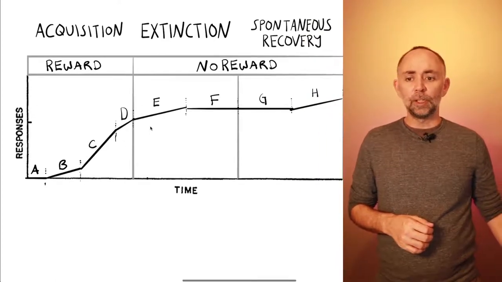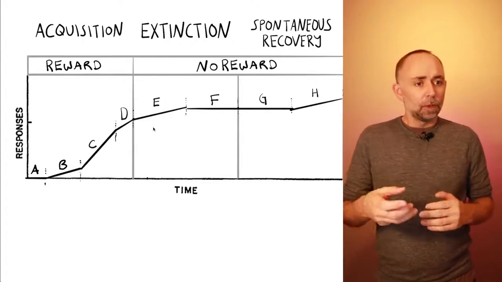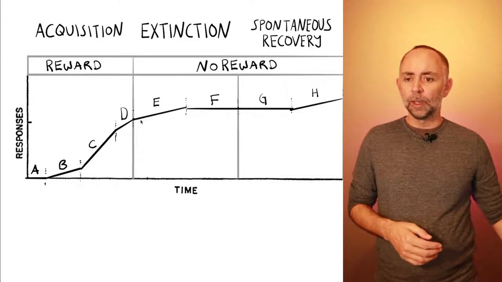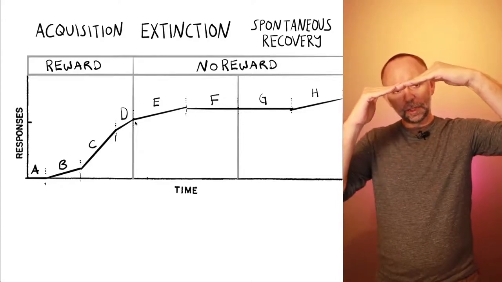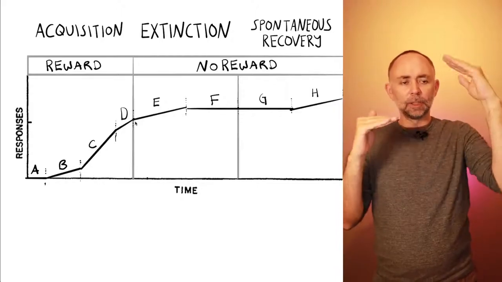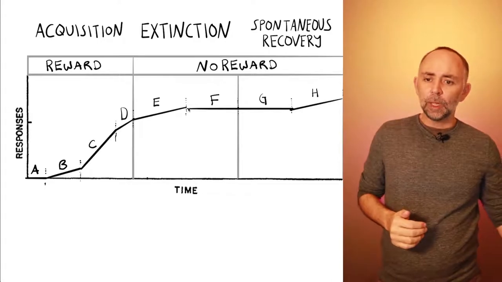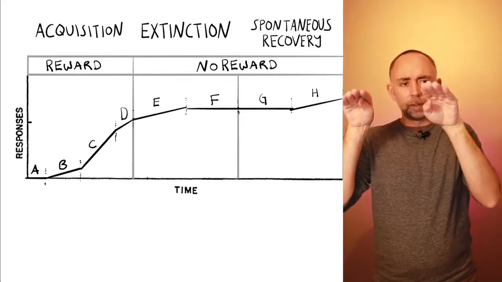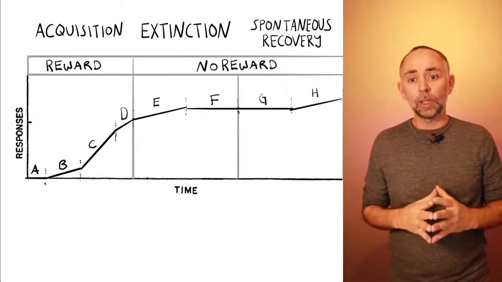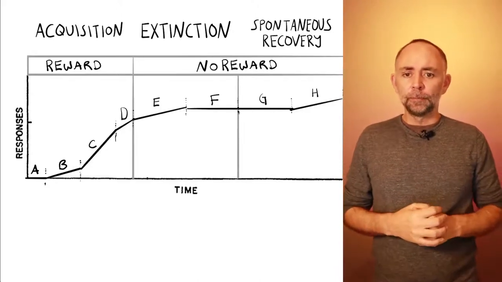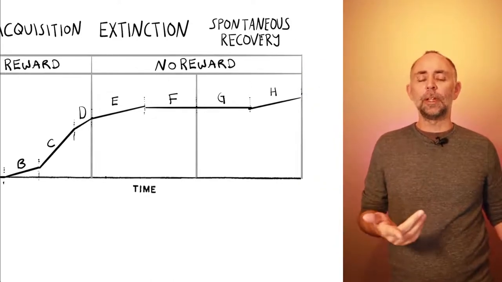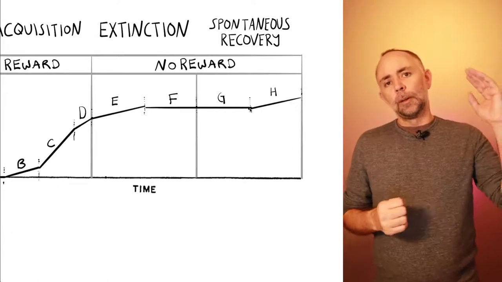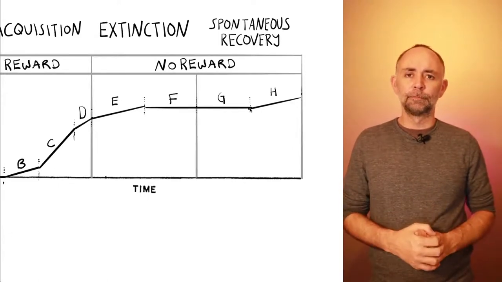You could do something like extinction. For example, if an animal was getting rewarded for pressing the lever, you could stop giving them reward for pressing the lever. What happens there is the slope, that is the amount of responses, starts to go down until the animal doesn't press the lever very much. Or in the F phase, this is a flat line showing that the animal has stopped pressing the lever. So you could try to extinguish the operant behavior from occurring. You can also show something like spontaneous recovery, where let's say an animal has stopped pressing this lever because they don't get any food. Great.